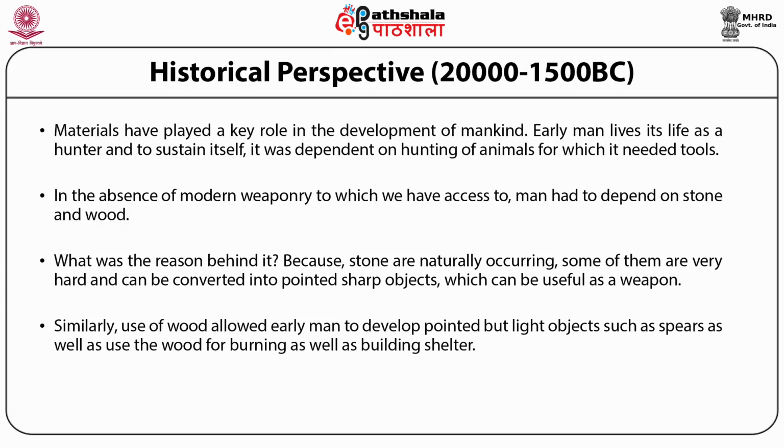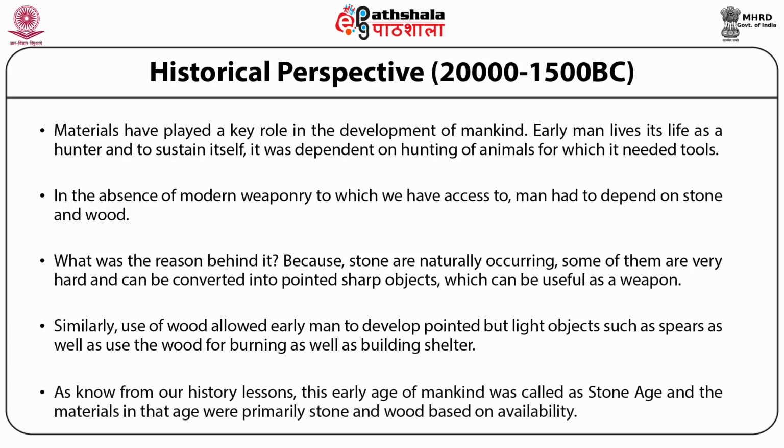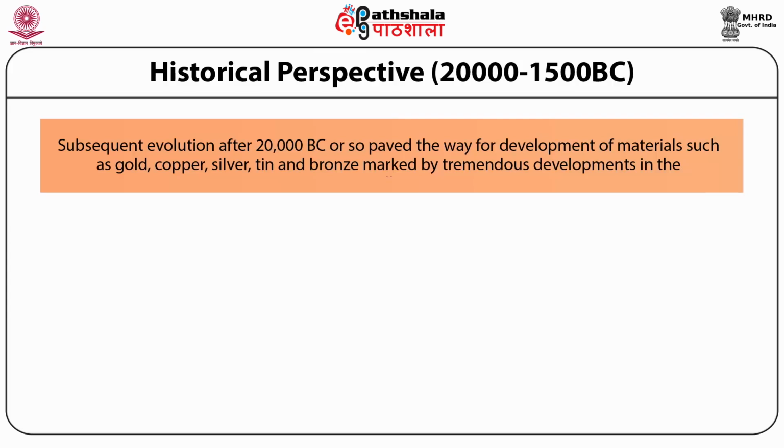Similarly, use of wood allowed early man to develop pointed but light objects such as spears, as well as use the wood for burning as well as building shelter. As we know from our history lessons, this early age of mankind was called the Stone Age, and the materials in that age were primarily stone and wood based on availability. Subsequent evolution after 20,000 BC or so paved the way for the development of materials such as gold, copper, silver, tin, and bronze, marked by tremendous developments in metallurgy.